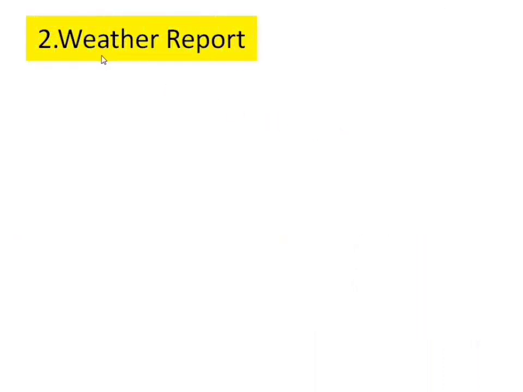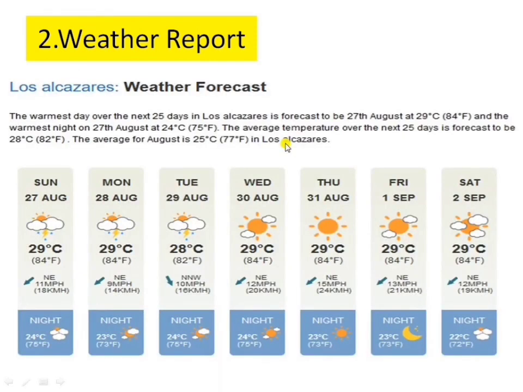Next, moving on to a second topic, that is weather report. This is a 1 week report. As you can see here, there are the different aspects of weather which are mentioned in this report. You can see here the temperature on Monday. On Tuesday the temperature is 28 degrees Celsius. On Wednesday the temperature will be 29 degrees Celsius. On Thursday 29 degrees Celsius and Friday 29 degrees Celsius. On Saturday it will be 29 degrees Celsius.